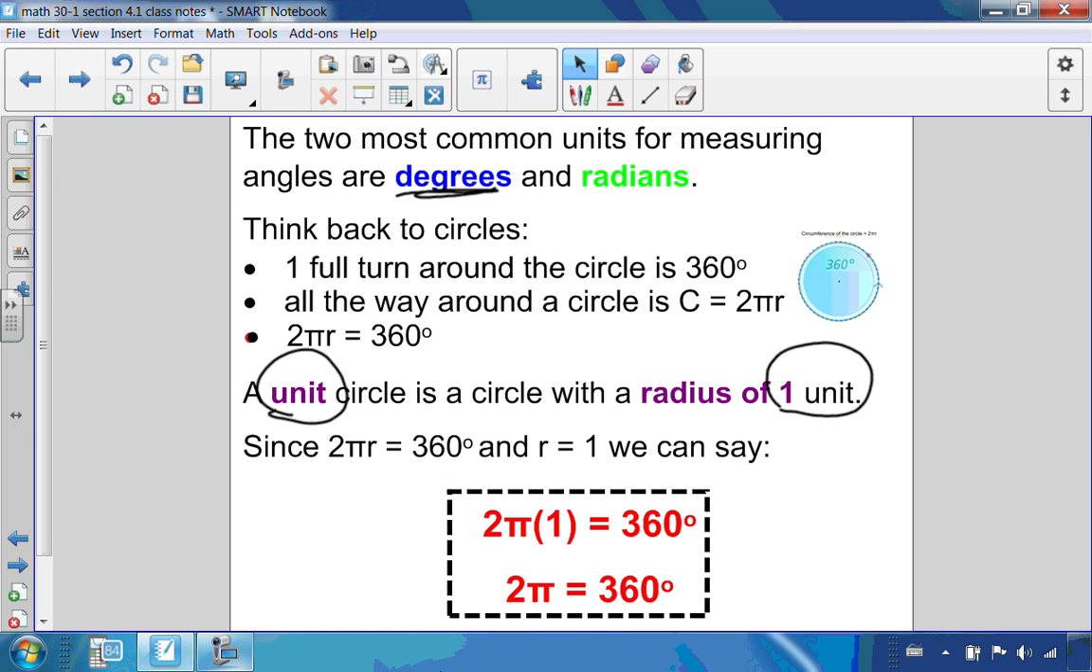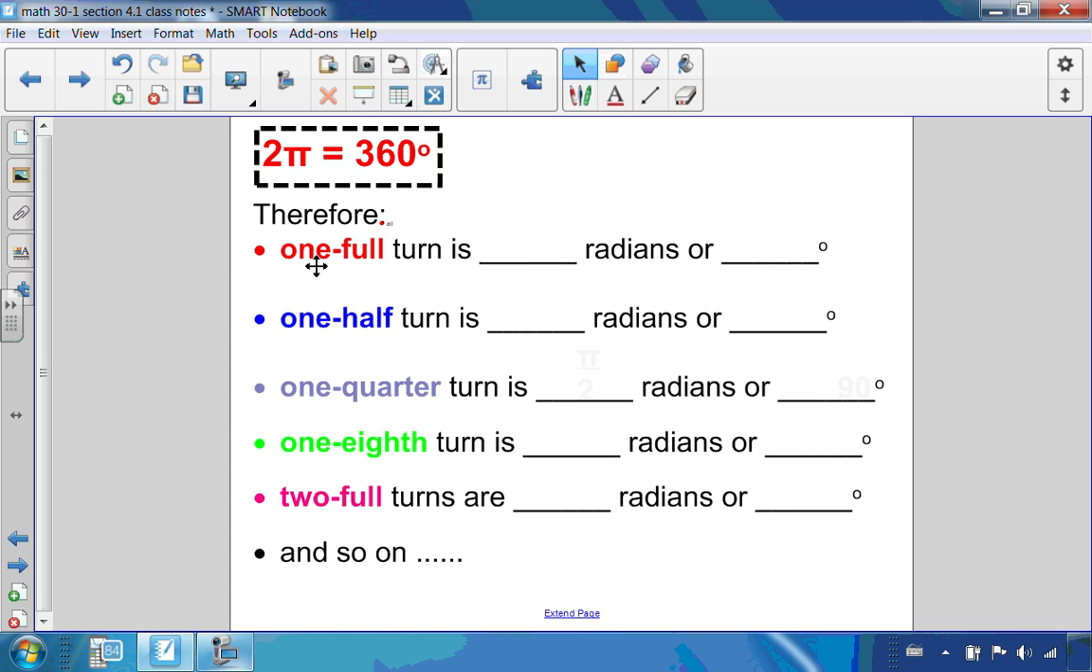So I know that 2 pi equals 360. What that means is that one full turn of the circle, all the way around the circle, is 2 pi radians, or 360 degrees. So if I know one full turn is 2 pi, I know that a half turn, which is going to be 2 pi divided by 2, because from one full turn to a half turn you divide by 2, is going to be pi radians, or 360 divided by 2 is 180 degrees. So now I know another relationship, that pi radians is the same as 180 degrees.